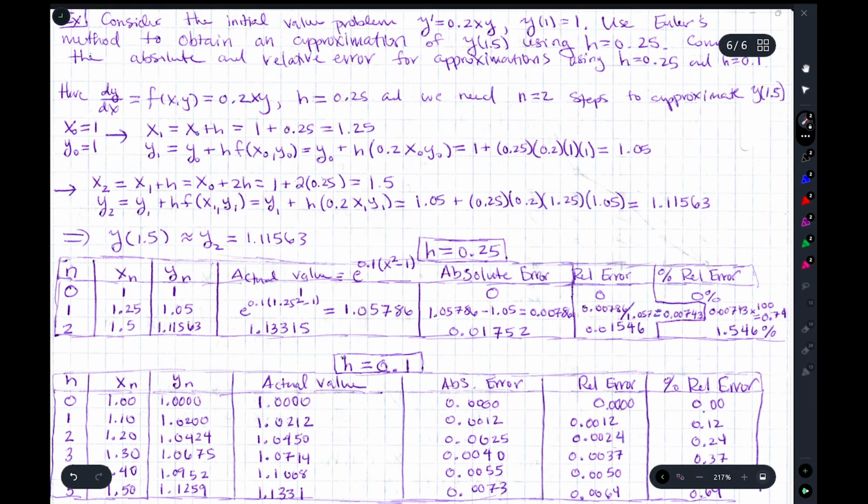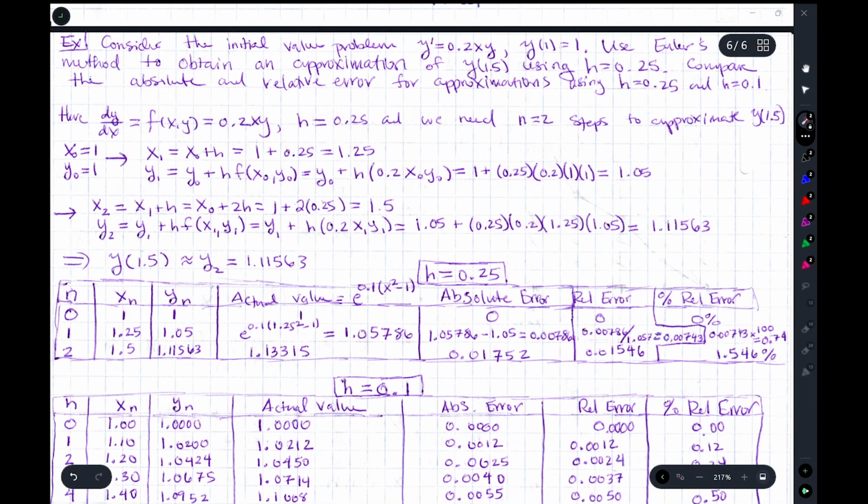So let's look at another example, and one where we actually do have the exact solution, so we can make comparisons. This is y prime equal to 0.2xy with initial value y(1) equal to 1. And we want to use Euler's method to approximate y at 1.5 using step size h = 0.25. So again, two step sizes. And we want to compare the absolute and relative error for approximations using h equals 0.25 and 0.1.